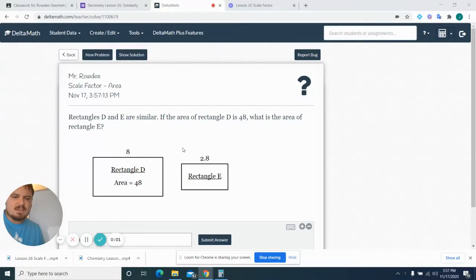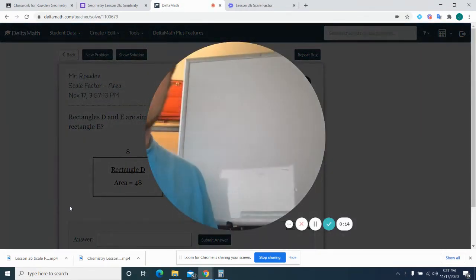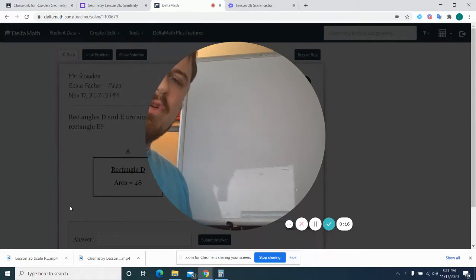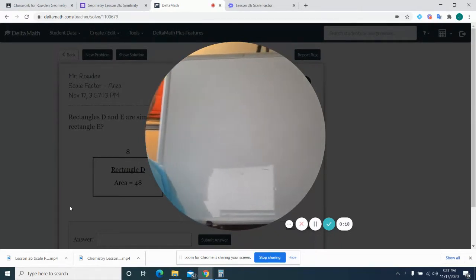Right, hello everyone. We're looking at the second part of the similarity questions. So we're now on the scale factor area questions, and you'll have 5 of these. Please do the first part, watch the first video, and do the first set of questions before you do this. This will be really hard if you have no clue what scale factor is going into this. So let's look at this.